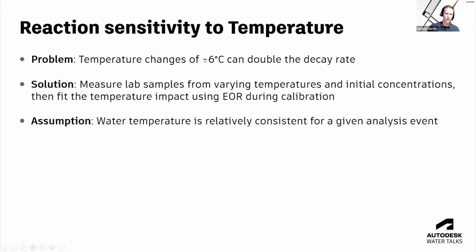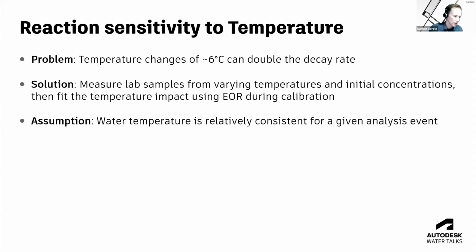Some studies have shown that even just 6 degrees Celsius can double the decay rate. And this is a big problem with some models: if you spend all this effort to calibrate a first order decay model, it's not really going to be relevant to any other event on any other given day. So if we can include temperature into the model, then you can come up with one set of calibration that can simulate multiple different events.